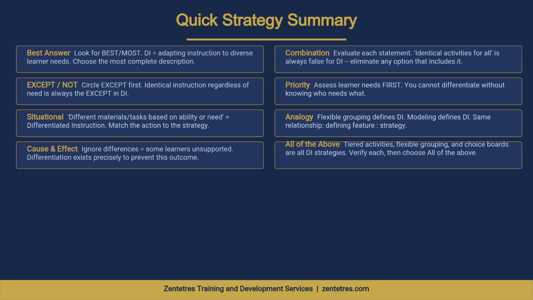Priority. Assess first. You cannot adapt instruction without data about your learners. Situational. Different materials based on ability equals DI. Match the action to the strategy. Analogy. Flexible grouping defines DI. Modeling defines direct instruction. Cause and effect. Ignoring differences leaves some learners unsupported. That is the direct consequence. All of the above. Tiered activities, flexible grouping, and choice boards are all DI tools. Verify each, then choose all of the above.